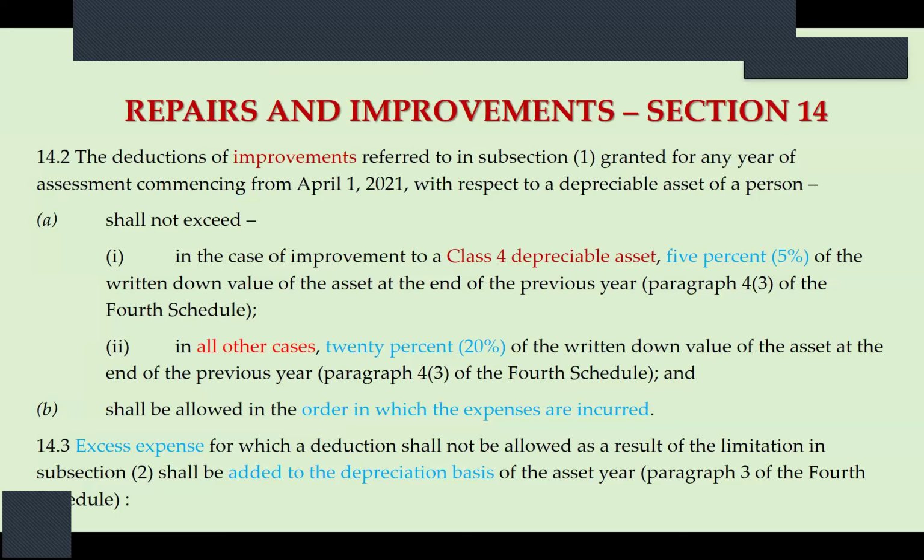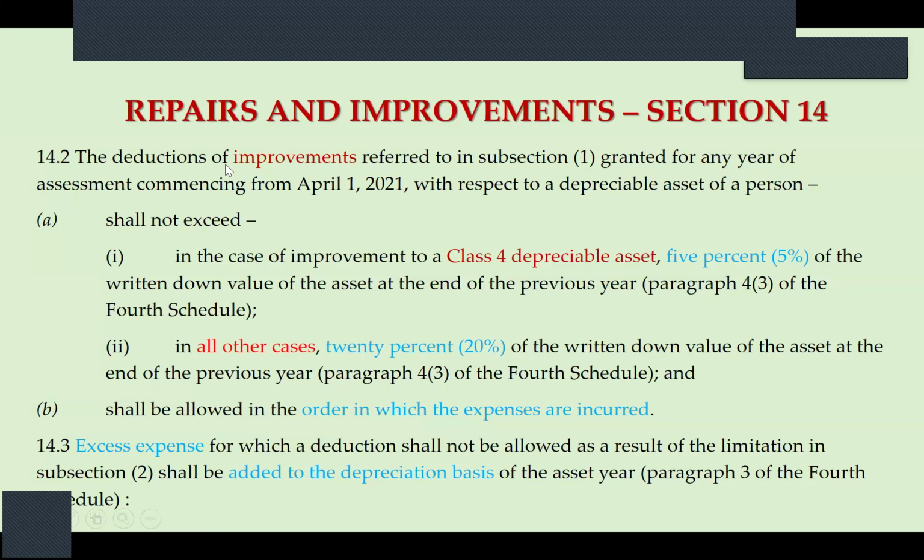So for this section 14, we have made some very small amendment. With that amendment, this is applicable for the year of assessment from 21 to 22. Therefore, it is applicable to the year of assessment 25 to 26 also, which is relevant for your examination. So it says like this: the deductions of improvement. In the Act it says deduction of repair and improvement, but it was amended, repair part removed.